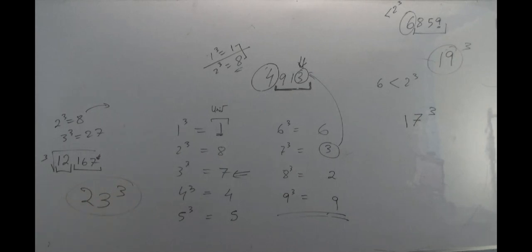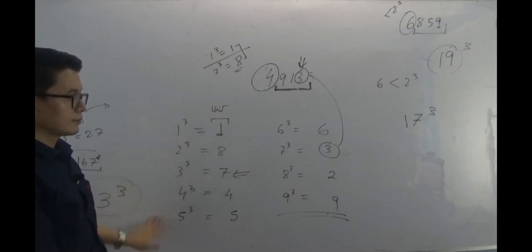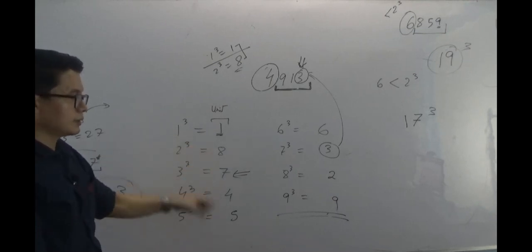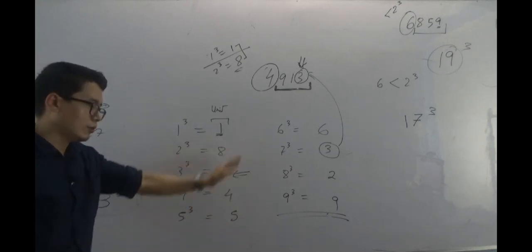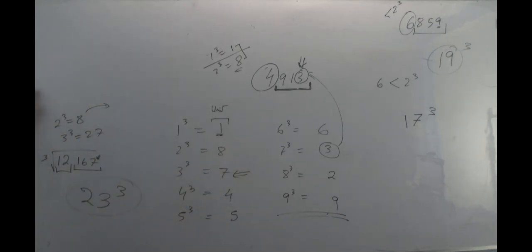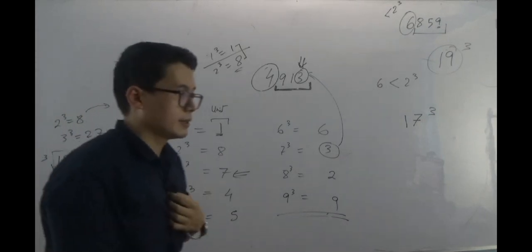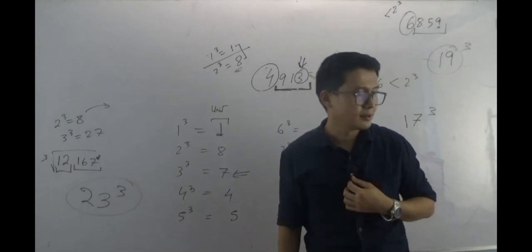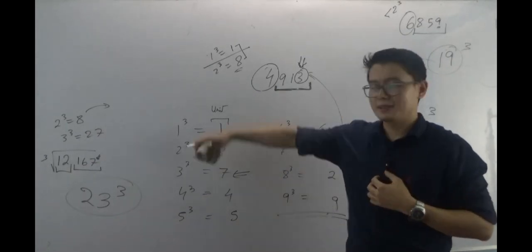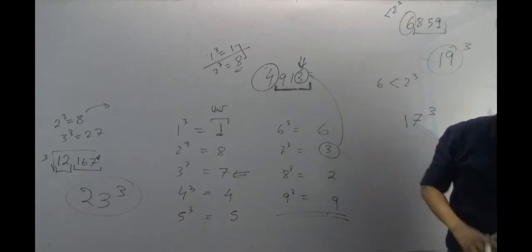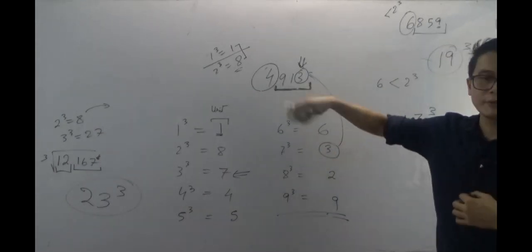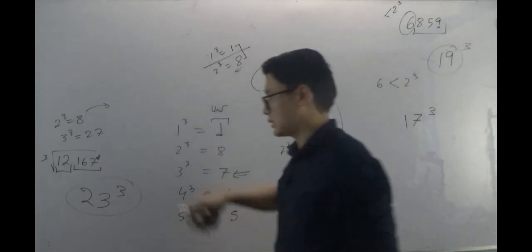Within 2-3 seconds you can find the cube root. The unit digit you can find easily. So this is how you have to find cube root within 2-3 seconds.